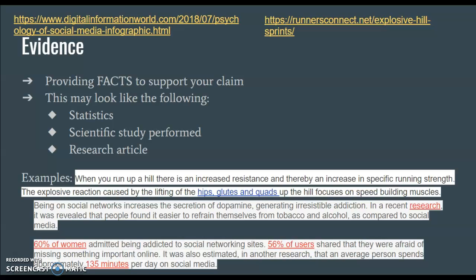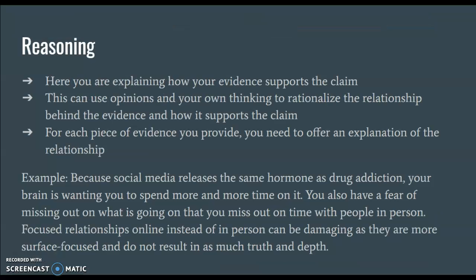So I've made my claim. I've got some facts to back it up. And now the reasoning. So here you're explaining how that evidence supports your claim. Your evidence is just purely facts or some form of scientific information. So now for my reasoning, I can use my opinions. I can use my own thinking. I rationalize. I show the relationship. So for each piece of evidence, you also offer an explanation of how it supports your claim.